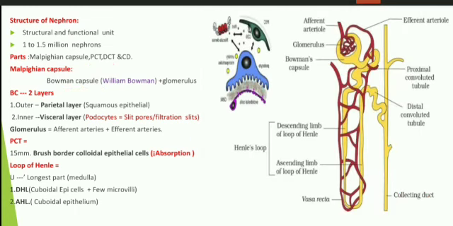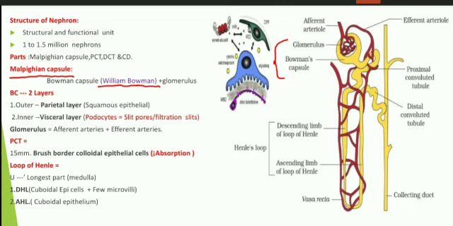First one, the Malpighian capsule. The Malpighian capsule is also known as the Malpighian body, and it consists of the glomerulus and Bowman's capsule. The Bowman capsule is a cup-shaped structure. It helps in filtration of blood, and it was discovered by William Bowman. That's why it is called Bowman capsule.